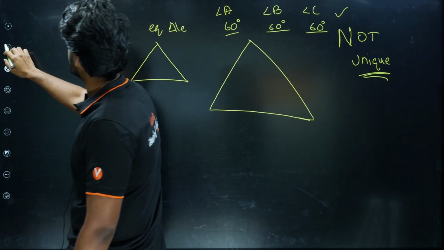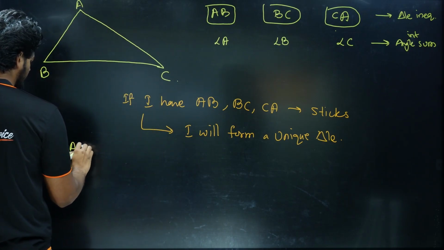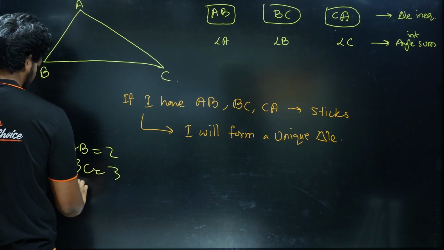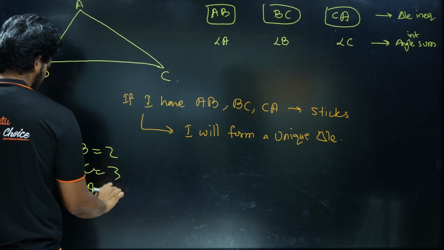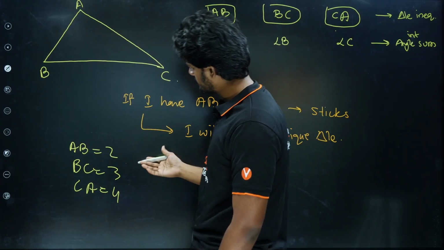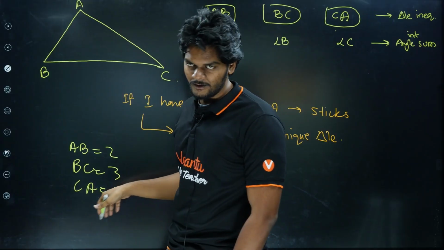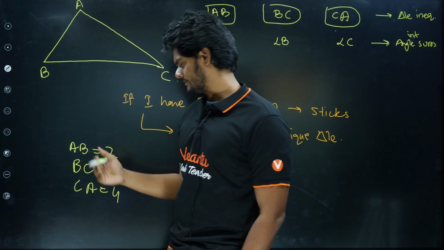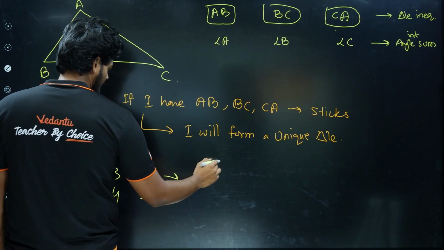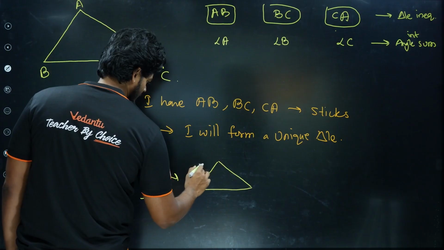For example, in the previous one, suppose I have AB equal to 2, BC equal to 3, CA equal to 4. First of all, immediately check whether a triangle can be formed. The triangle inequality follows: 2 plus 3 is 5, which is greater than 4, right? And 4 is the longest length. So yes, it follows, no problem. Since it holds the triangle inequality, there will be a unique triangle with 2, 3 and 4.